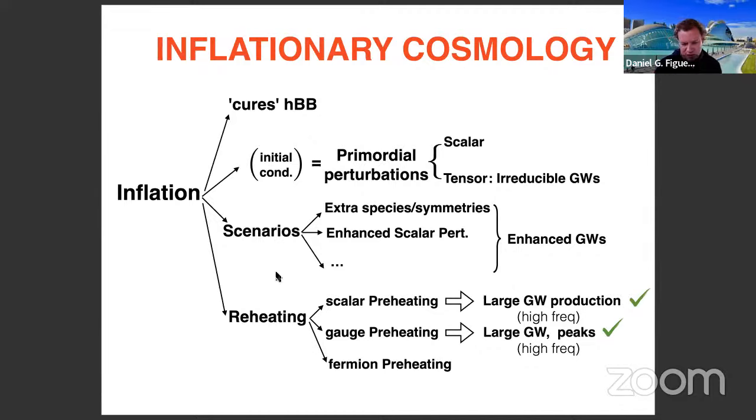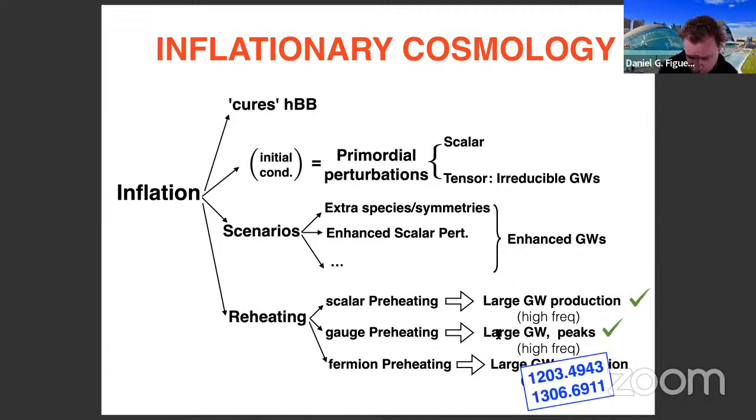Now, to finish about preheating, we've discussed scalar preheating and one example of gauge preheating. We see that there are always large peaks at high frequency, naturally. Just to mention, there is also fermion preheating, which can also give rise to large production of gravitational waves, even though not as large as the bosonic examples. I don't have enough time to cover everything, so if you want to have a look, there you have a couple of papers about fermionic preheating and gravitational wave production.